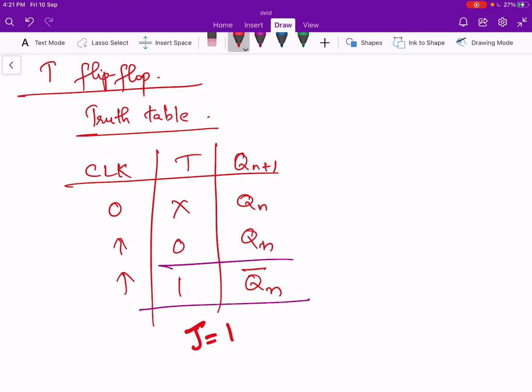So toggle flip-flop is obtained by combining the J and K inputs together. So when T is equal to 1, that means J is equal to 1, K is equal to 1. So corresponding to this case, Qn plus 1 will be equal to Qn bar. So this is the toggling case. So this is the truth table of toggle flip-flop.